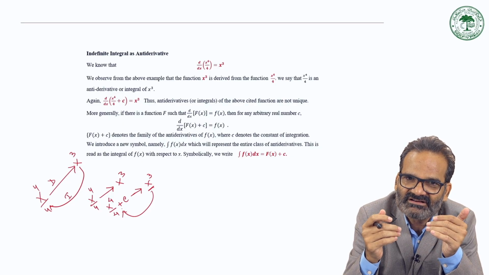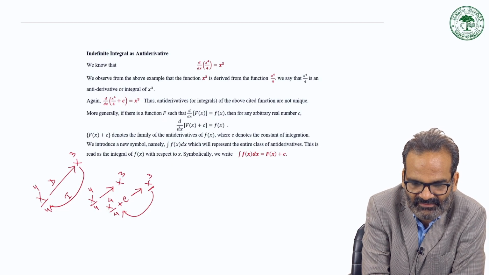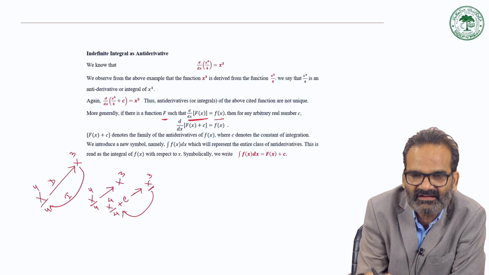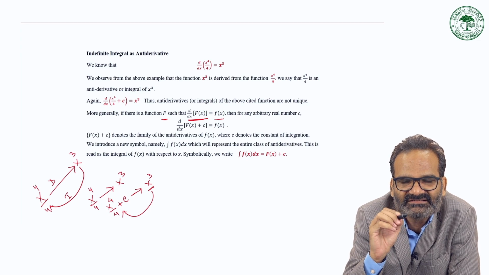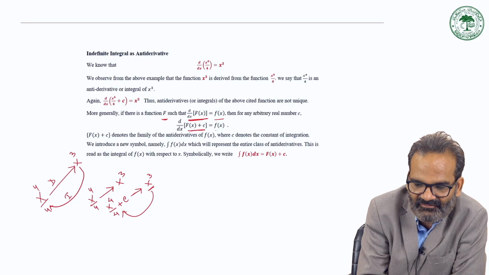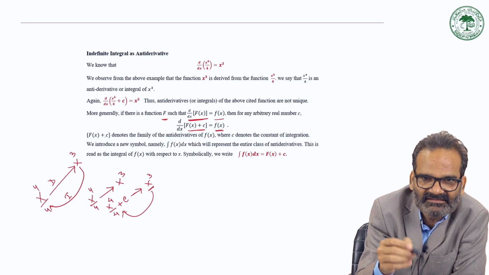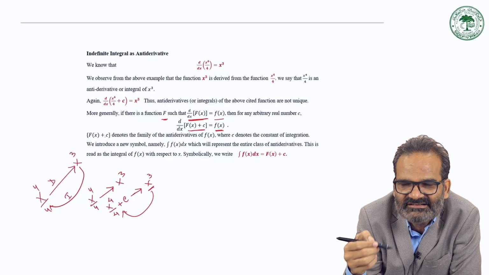In general, what we conclude: if capital F is any function such that the derivative of F(x) is f(x), right? Then for any real number c, any constant, the derivative of F(x) plus c is f(x), right? So this F(x) plus c, as I have told you, changes with the value of c. By changing the values of c, we will get a number of functions.